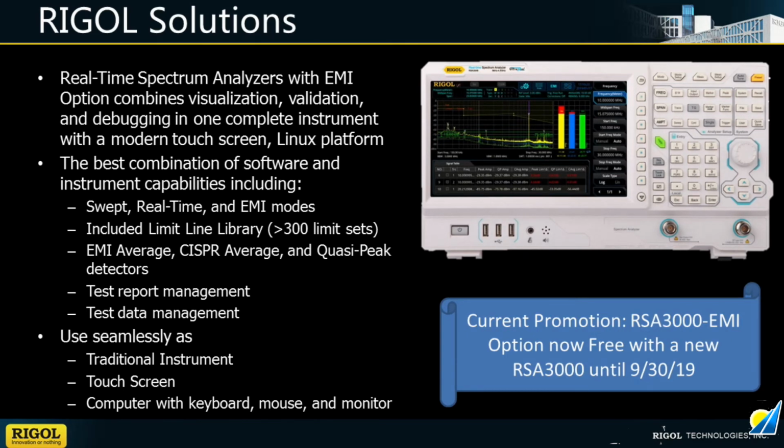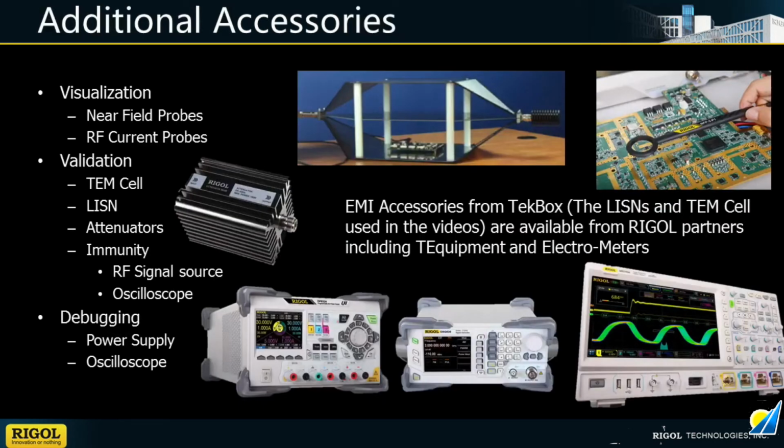Let's go look at some of the other accessories we need when doing these kinds of EMI pre-compliance measurements. There are some additional accessories we use throughout these tests that can help us at different levels between visualizing, validating, and debugging our pre-compliance signals. Some of them, like the TEM cell and the LISNs, are from our friends at TekBox. Others, like the near-field probes and attenuators, are other accessories that we have here at RIGOL.